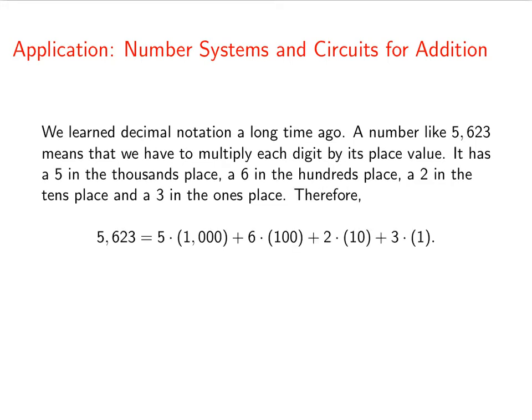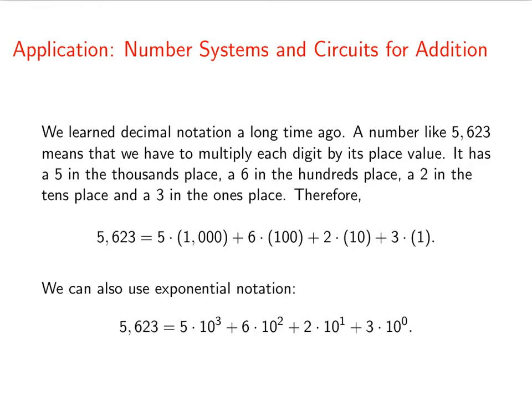Therefore, when we write 5,623, we mean 5 times 1,000, 6 times 100, 2 times 10, and 3 times 1. Add it all up. We can also use exponential notation. We could write 5,623 equals 5 times 10 cubed, plus 6 times 10 squared, plus 2 times 10 to the first, plus 3 times 10 to the 0.